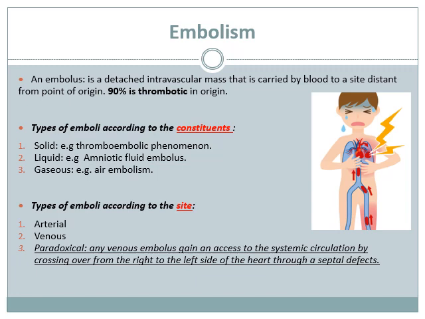So types of emboli according to the constituents، يعني من شنو متكونة؟ عندنا either solid اللي هي ال thromboembolic phenomenon or a liquid emboli like in amniotic fluid embolus or gaseous like in air embolism. While types of emboli according to the site ممكن تكون عندي arterial, venous or paradoxical.